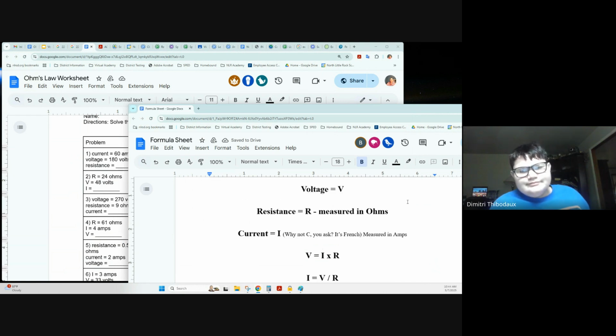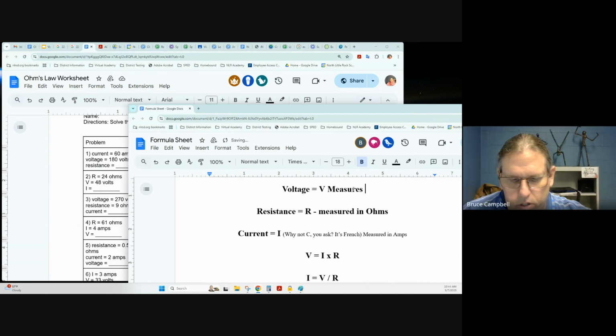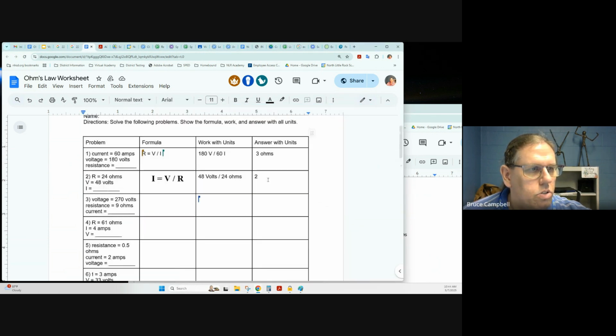Amps. Okay, measured in amps. So 2 amps, right?